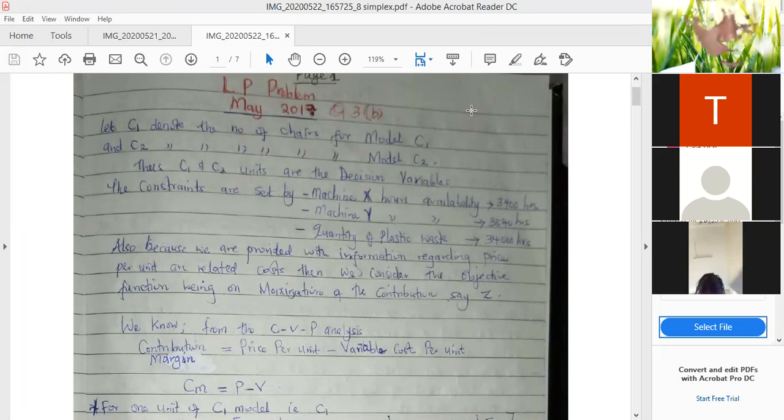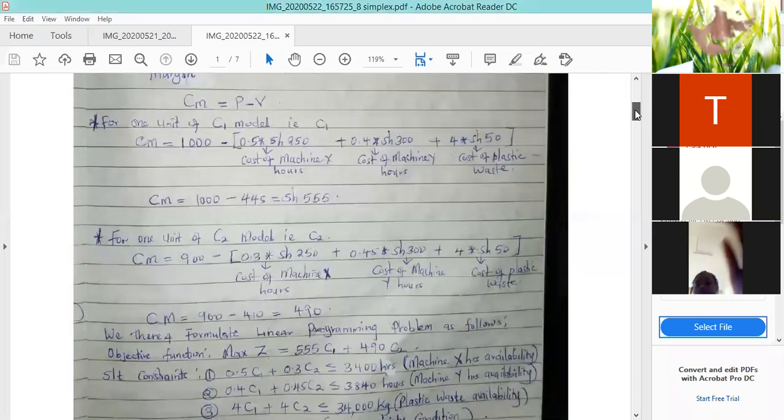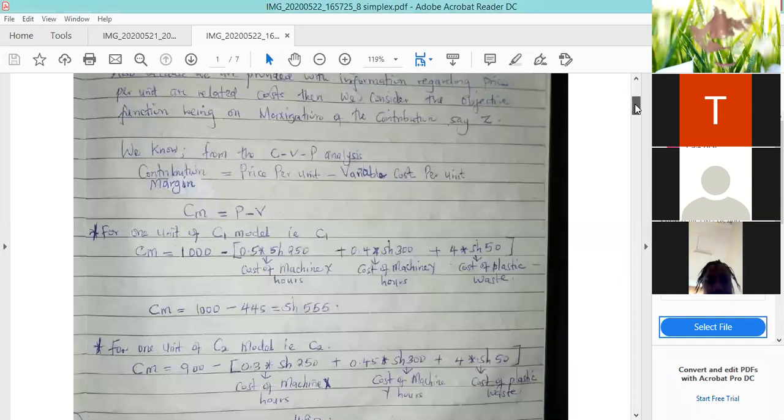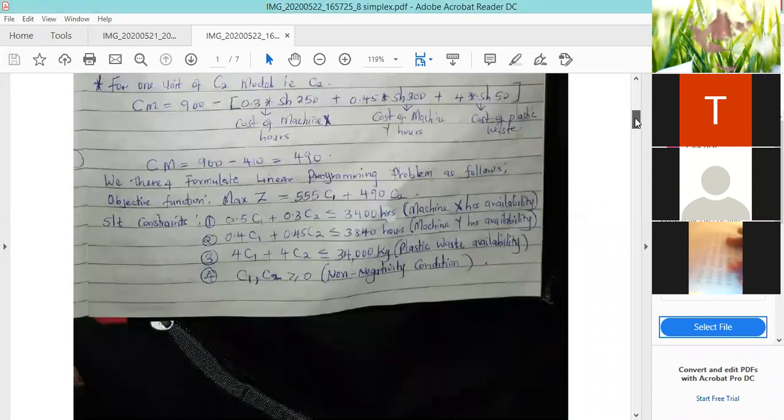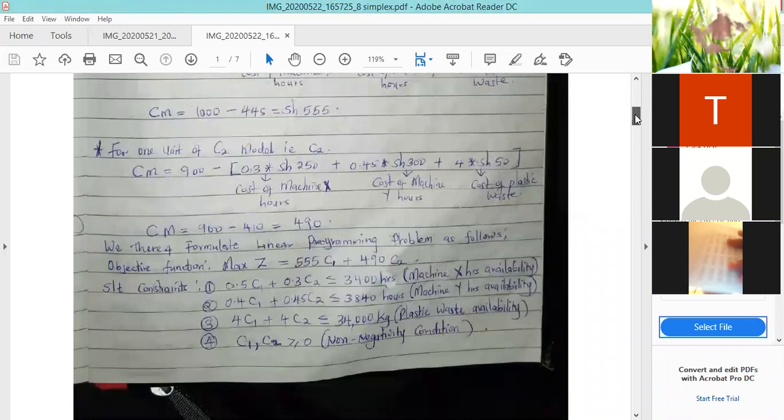Then what are my constraints? The constraints are the amount of time, the hours for machine X and Y. And we are also told in the production we require a material called plastic waste, so it's also limiting us in our production. Those three are the ones which are going to give us the major constraints to be written alongside our decision variables as we form our objective function. And finally, remember, when we are producing, we cannot have a negative amount of chairs produced. They have to be positive variables. So at the end of the day, the non-negativity condition must also be written down.